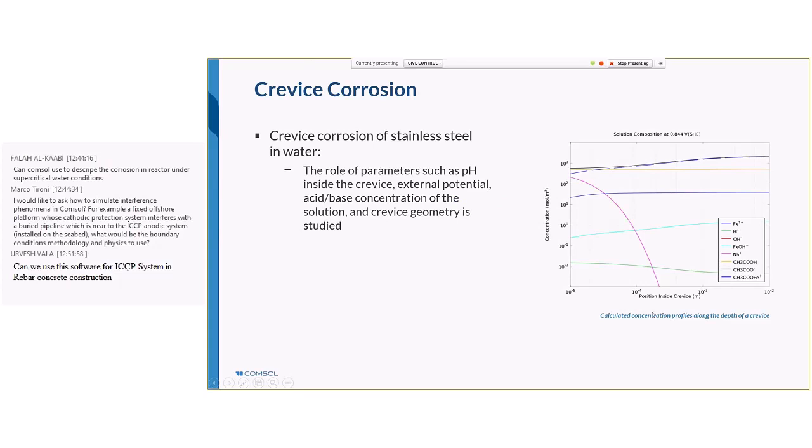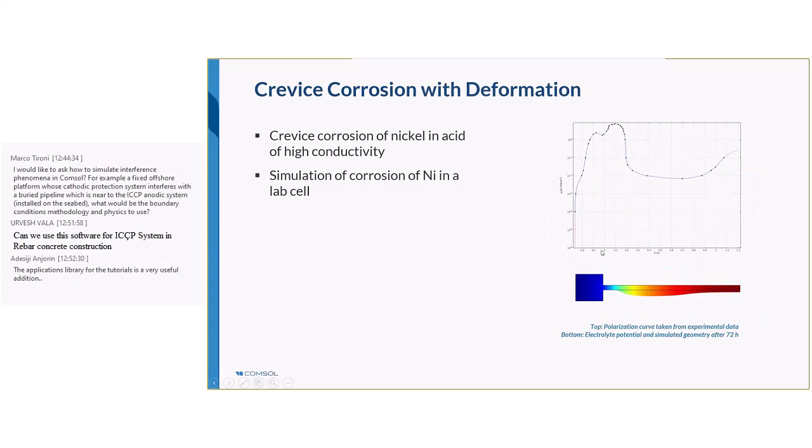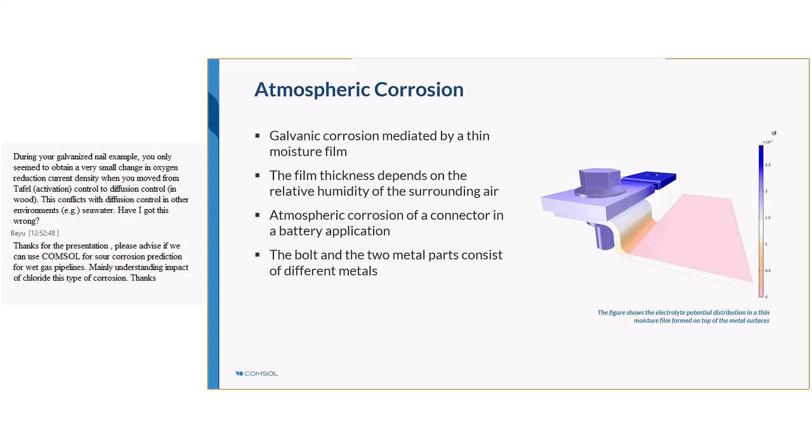So we have an example for crevice corrosion, so we can see how the pH and the concentration of iron within the crevice change. We can also look at how the crevice deforms if we're actually having material being removed from the crevice. We have atmospheric corrosion, so if there is a thin moisture film, we can see how that influences the corrosion between a bolt and two metal parts or other structures.